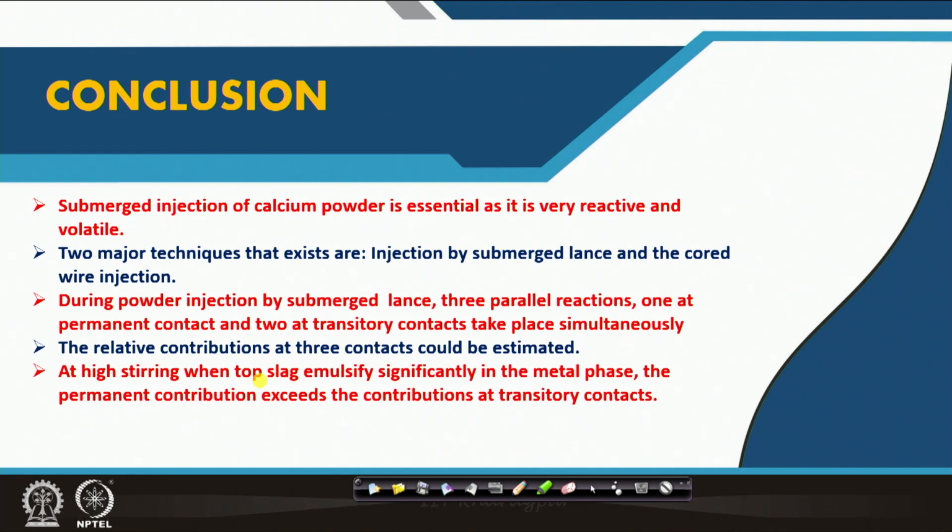Usually the transitory contact reaction is very high because of the interfacial area. At the transitory contact, small droplets and bubbles are moving, so a lot of surface area is there. So even at mild stirring, the transitory contact contribution is more than the permanent contact contribution. But when the stirring rate is very high, when the top slag gets emulsified into the metal, the total interfacial area at the top slag metal interface also increases significantly, and the permanent contact contribution exceeds far beyond the transitory contact contribution. Okay. Thank you very much.